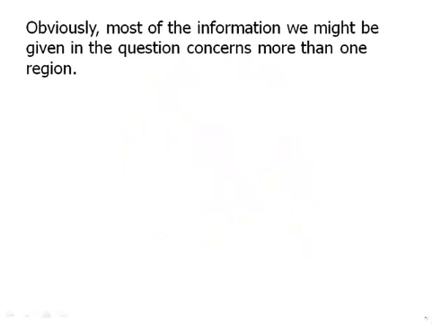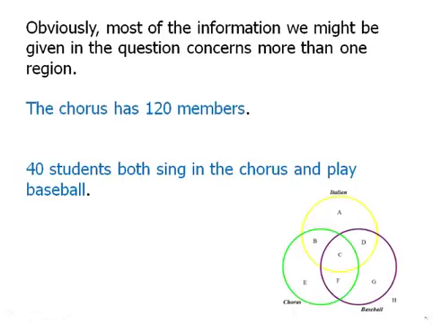Obviously, most of the information we might be given in the question concerns more than one region on that. And we saw a little bit of this earlier when we were talking about simpler Venn diagrams, that often what's stated in the question, the number given in the question is not an individual region, it's a sum of regions. So for example, if we're given information like the chorus has 120 members, or 40 students sing in both the chorus and play baseball.